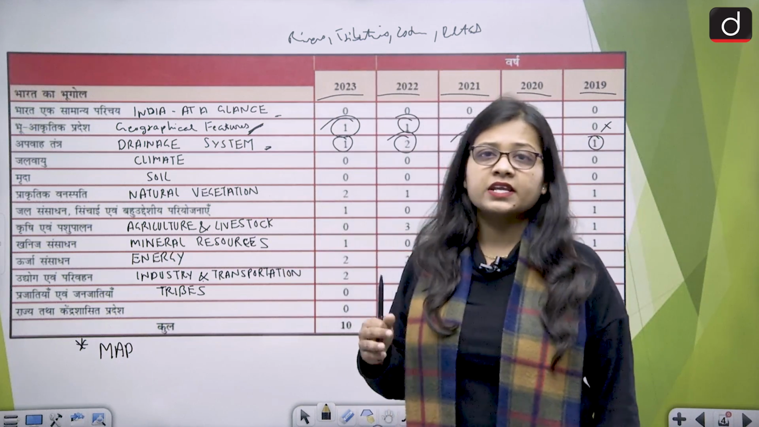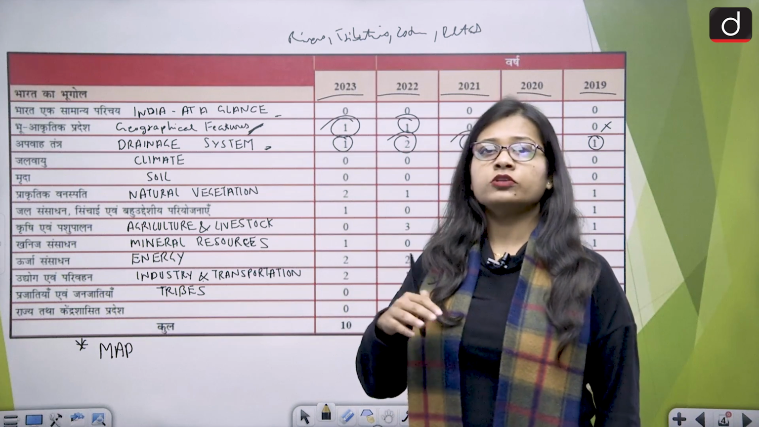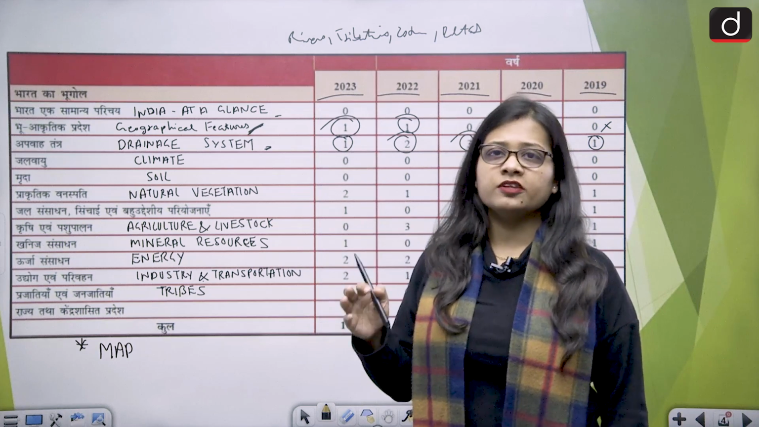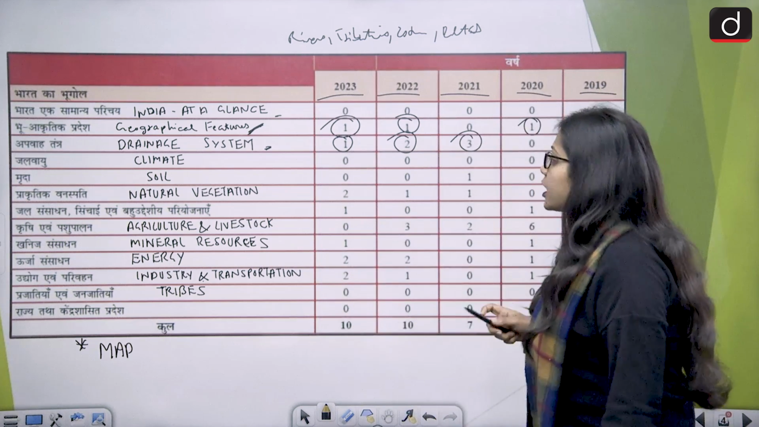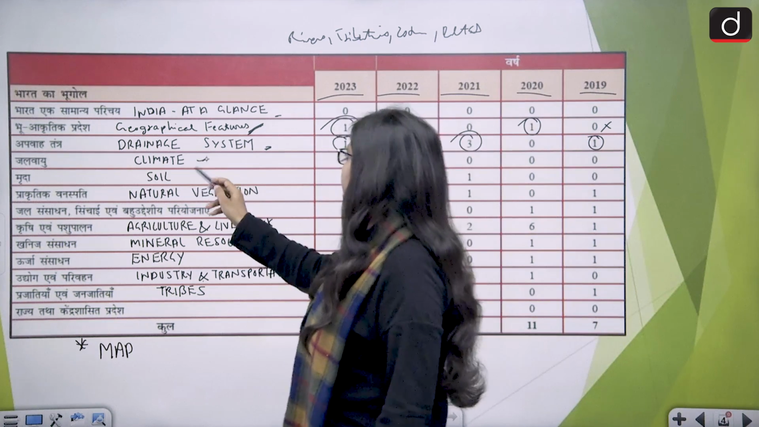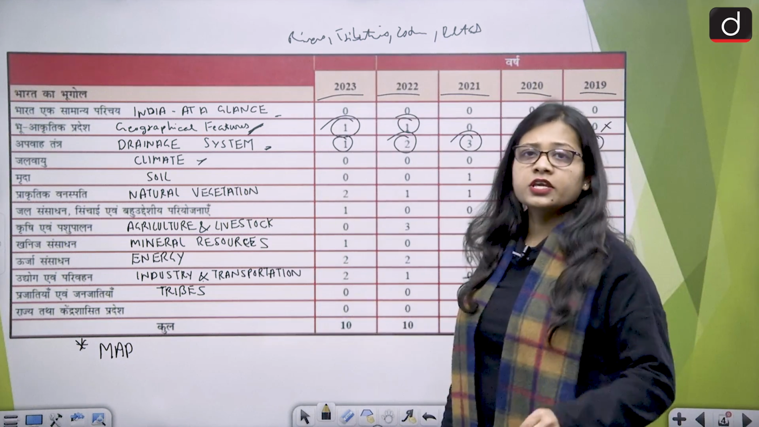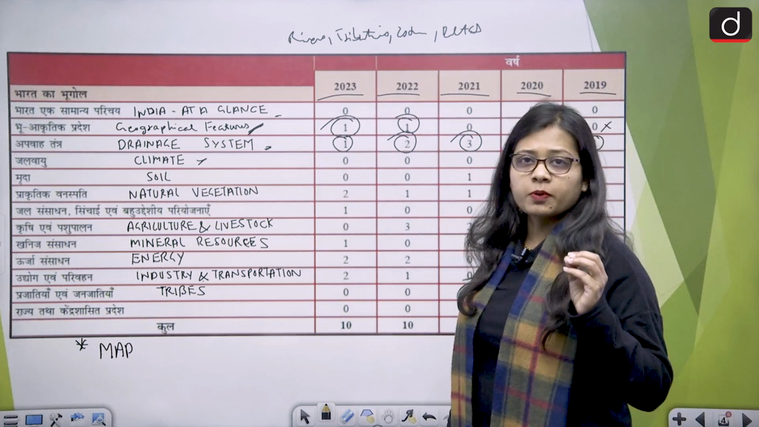Being very clear about how the water flows, or what the drainage system of India is, is very important. Then comes the climate aspect. The climate aspect becomes important, and every year a question is asked from this part also.